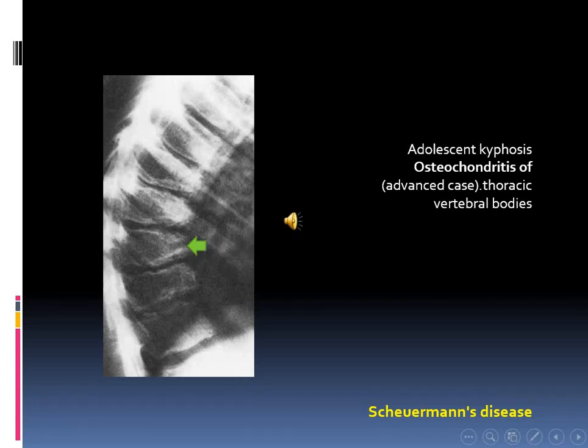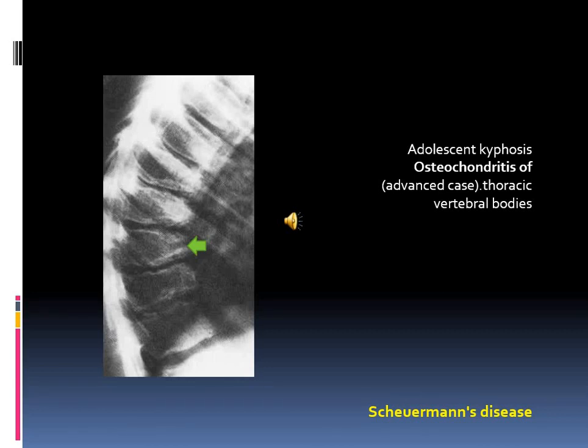Avascular necrosis can also affect the vertebral body. As you can see in these multiple thoracic vertebral bodies, there is abnormal shape because there is no rectangular shape of the vertebra. Instead, there is anterior wedging. This means they have an anterior triangular shape.